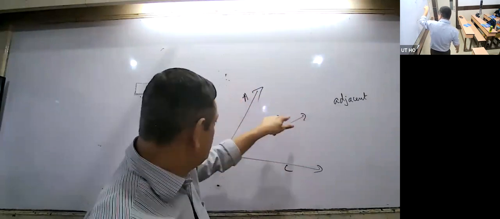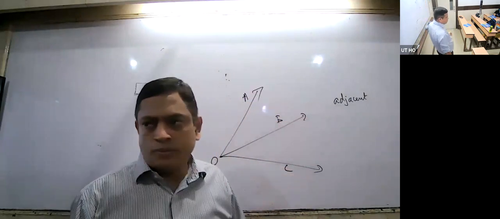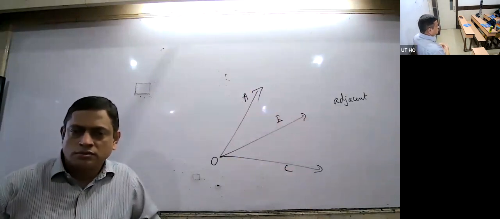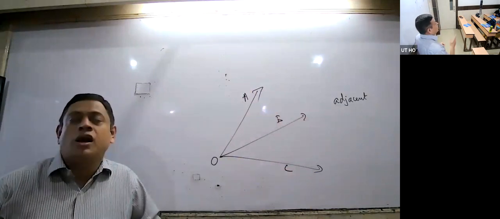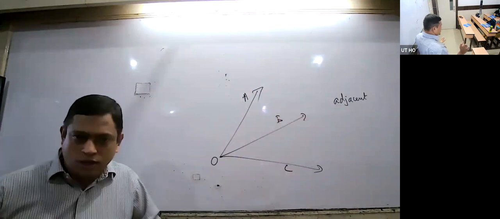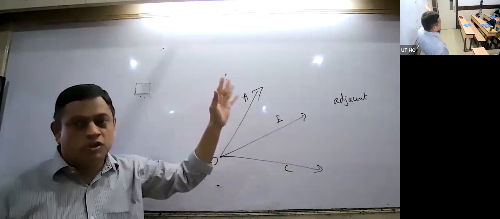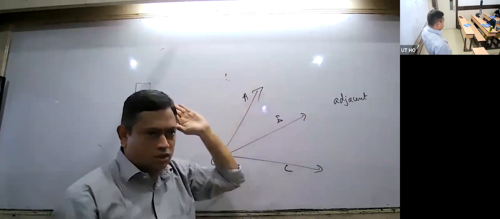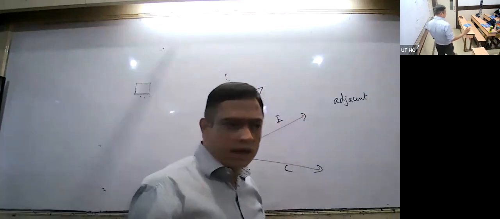If you look at AOB and AOC, are they adjacent angles? Why not? The first two properties are satisfied, common vertex and common arm, but the non-common arms are on the same side. See, they are on the same side. Understood? Adjacent angles, followed.